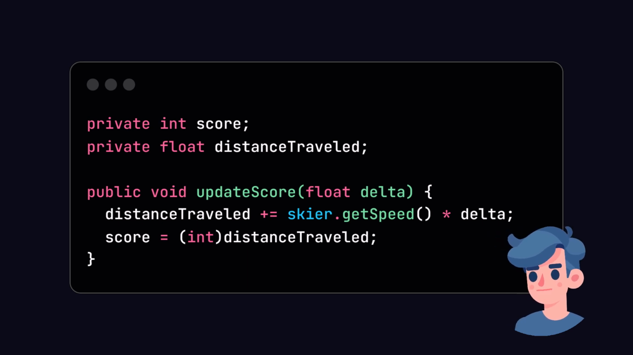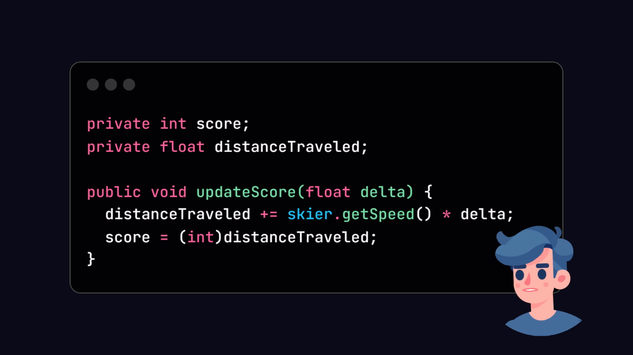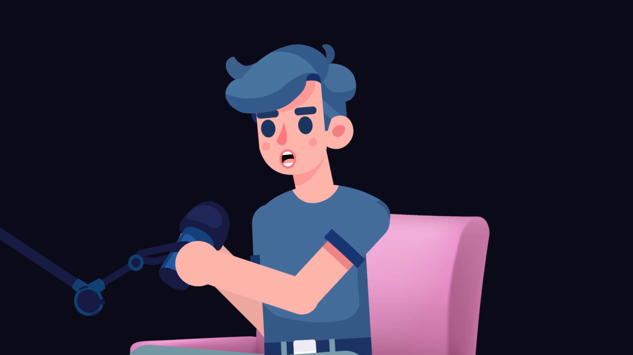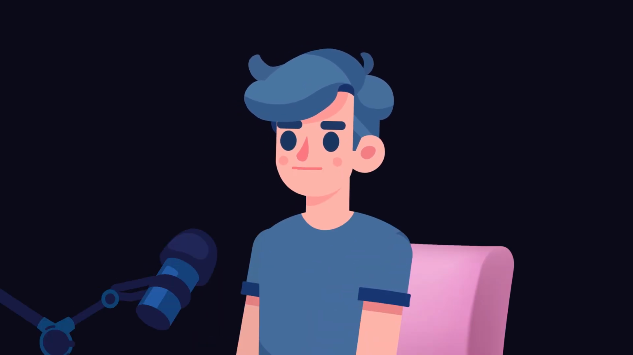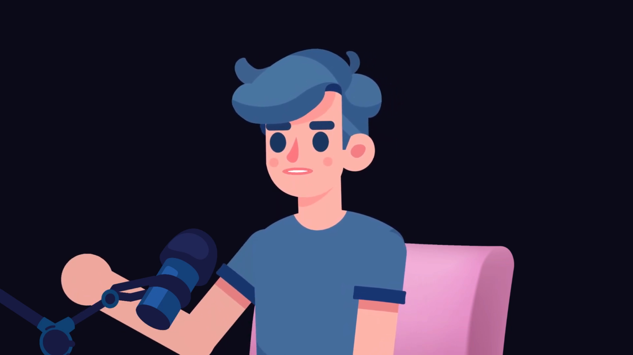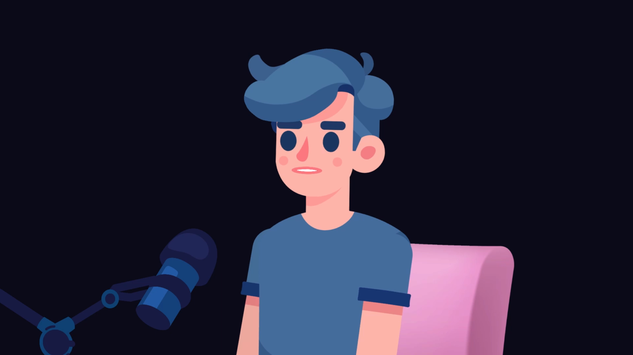Next, we should consider adding scoring to our game. We can implement a simple score system based on the distance skied. To display the score, we will use the bitmap font class to render text on the screen. You can add a font file that you need to load in your assets, just like textures. Don't forget to create the font file. You can use various online tools to generate a .fnt file compatible with libgdx. Once done, place it in your assets folder alongside other assets.